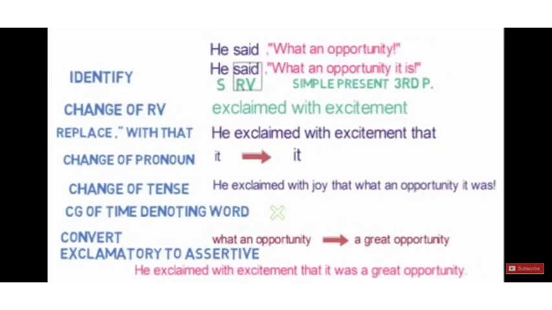Next we see the last example. He said, "What an opportunity." We use the 7-step formula for the conversion from direct speech to indirect speech. Step 1 is to identify. Here, the pronoun and the verb are missing in the reported speech. We need to put it was after that, as we need to convert it. He exclaimed with excitement that it was a great opportunity.